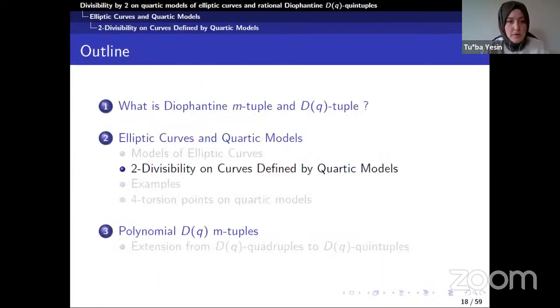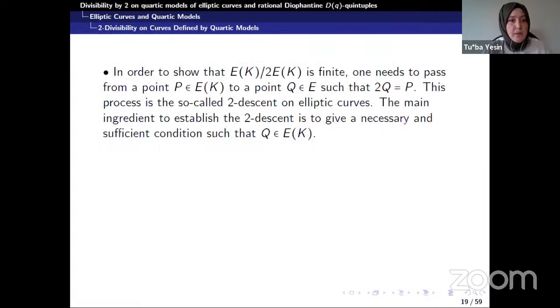Now we can continue with the two divisibility on curves, and I will try to explain why we need to get divisibility. First, we can mention what we know about the divisibility by 2 on the elliptic curve, which is described by the Weierstrass equation. In order to show that this quotient is finite, we need to pass from a point P to a point Q such that 2Q equals P. This process is called 2-descent on elliptic curves. By the way, from now on, I will not say Weierstrass equation all the time: E means an elliptic curve described by a Weierstrass equation, and C will be an elliptic curve or quartic model.